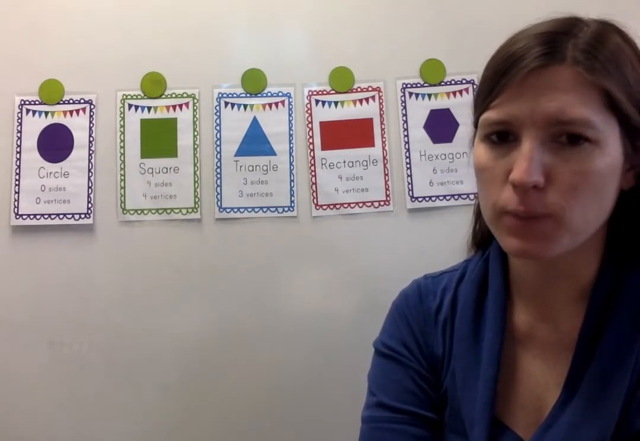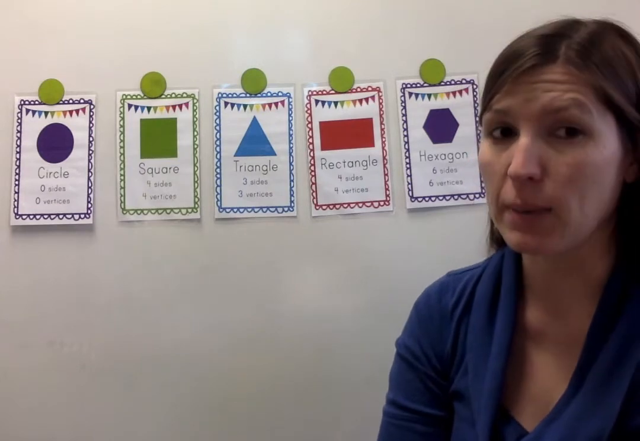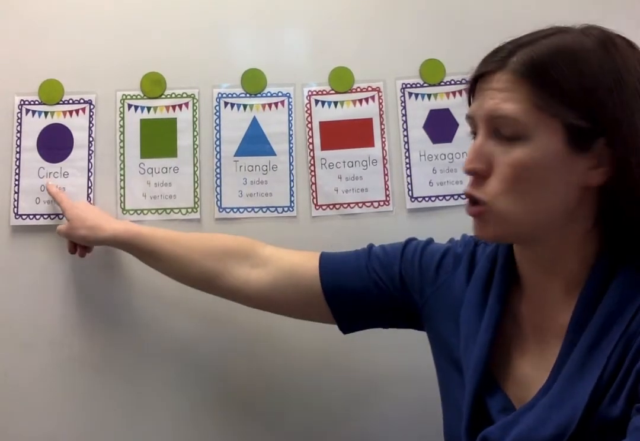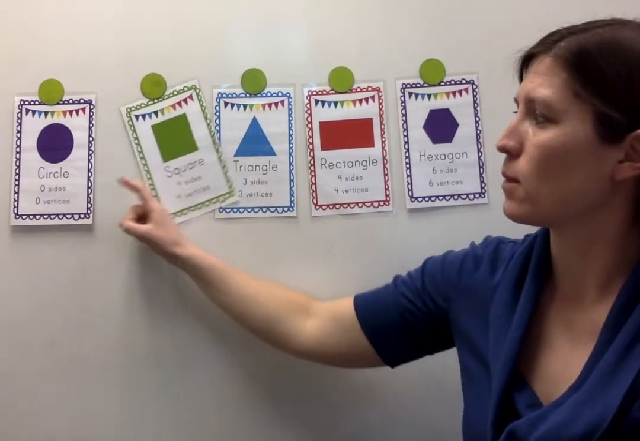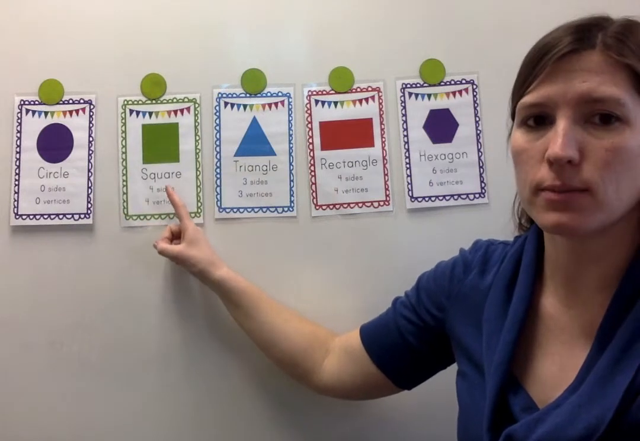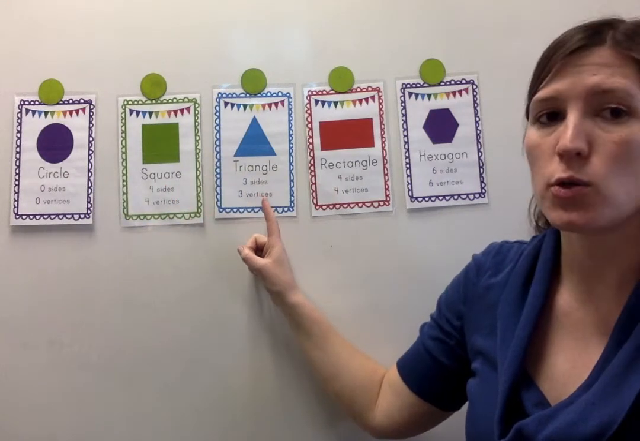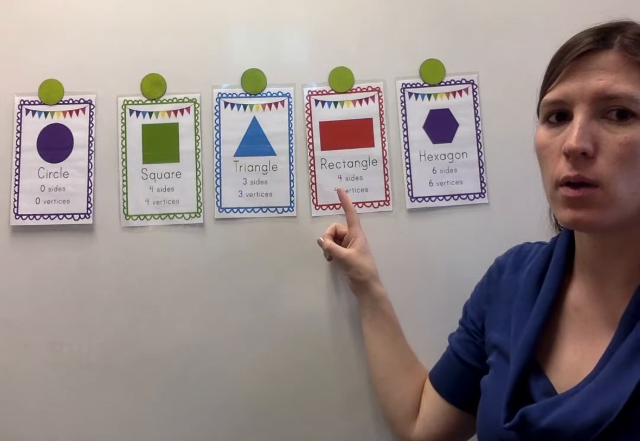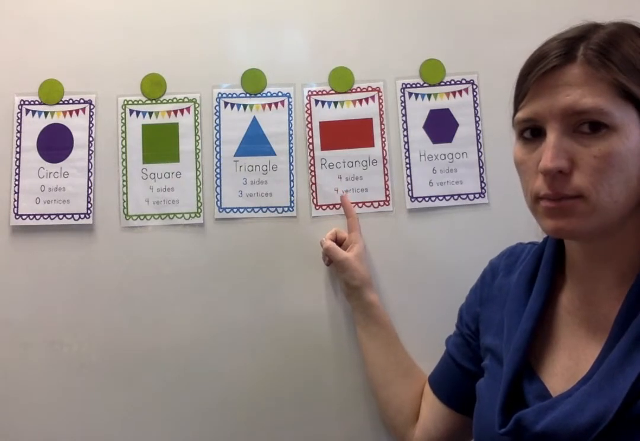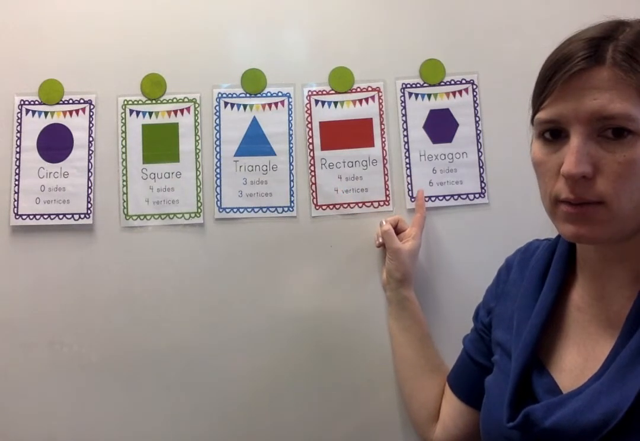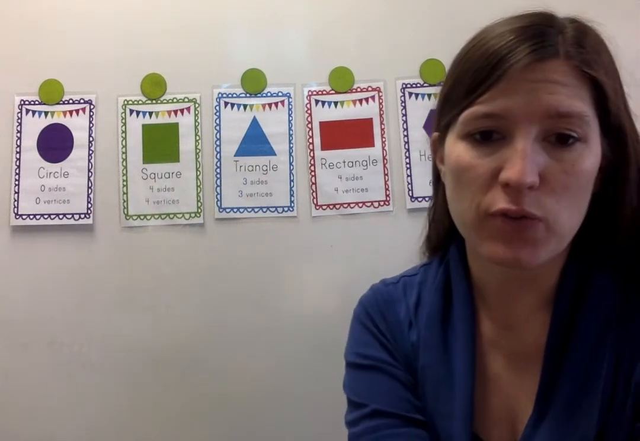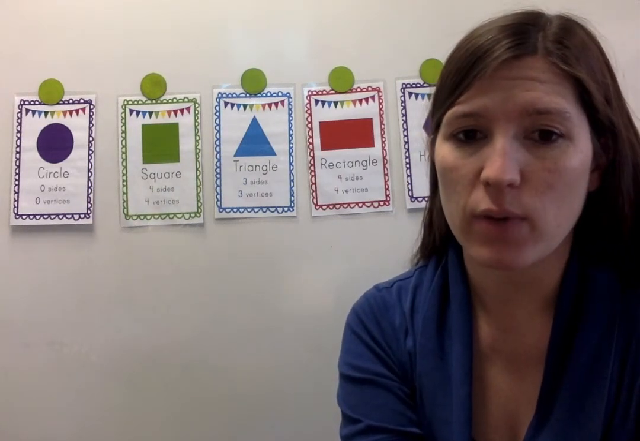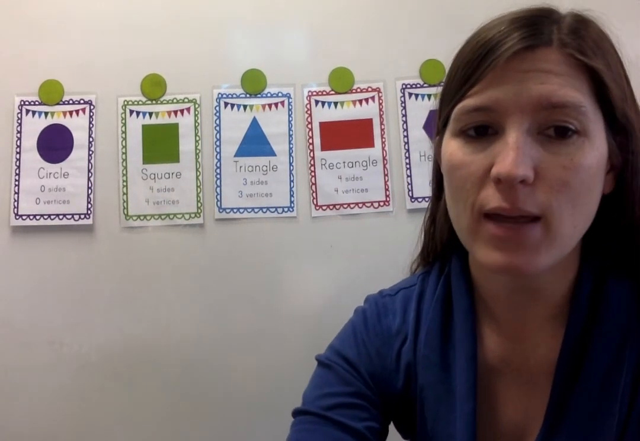Before we go, I want you to name the shapes for me. Say circle, square, triangle, rectangle, hexagon. You do not have a worksheet for today. You'll have one for tomorrow. All right, that's it for today.